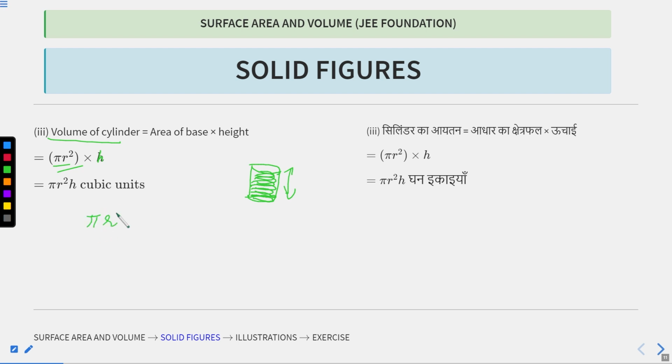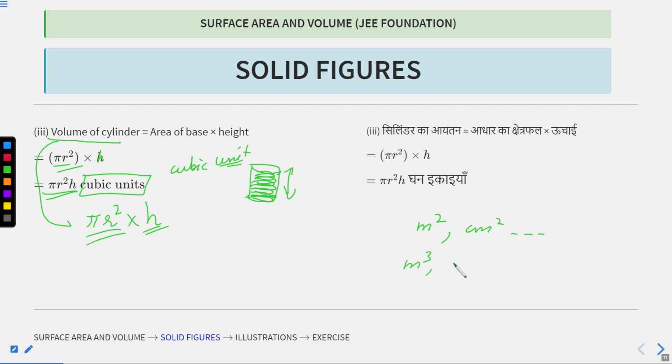So this is the area of a circle, and times height, which is h. Now the volume is equal to pi r square h. Always remember its unit is cubic units. In area we used meter square or centimeter square, etc. In volume, whenever we find volume, we use meter cube, centimeter cube, etc.